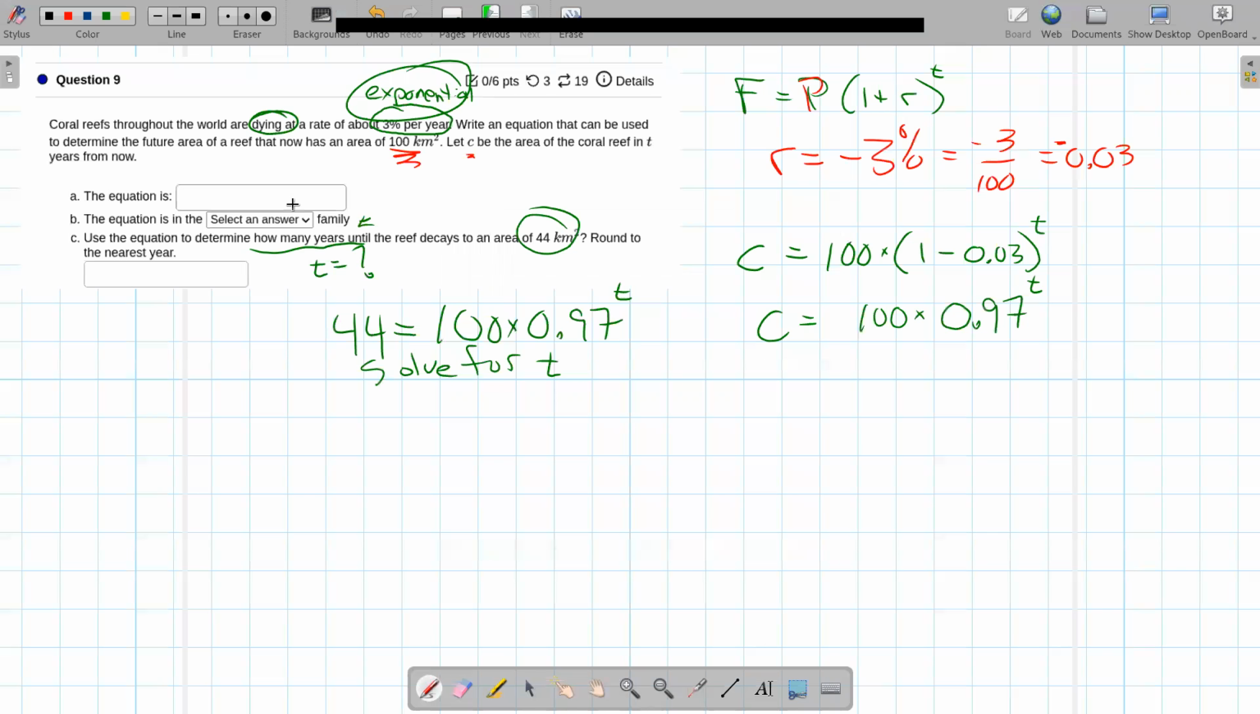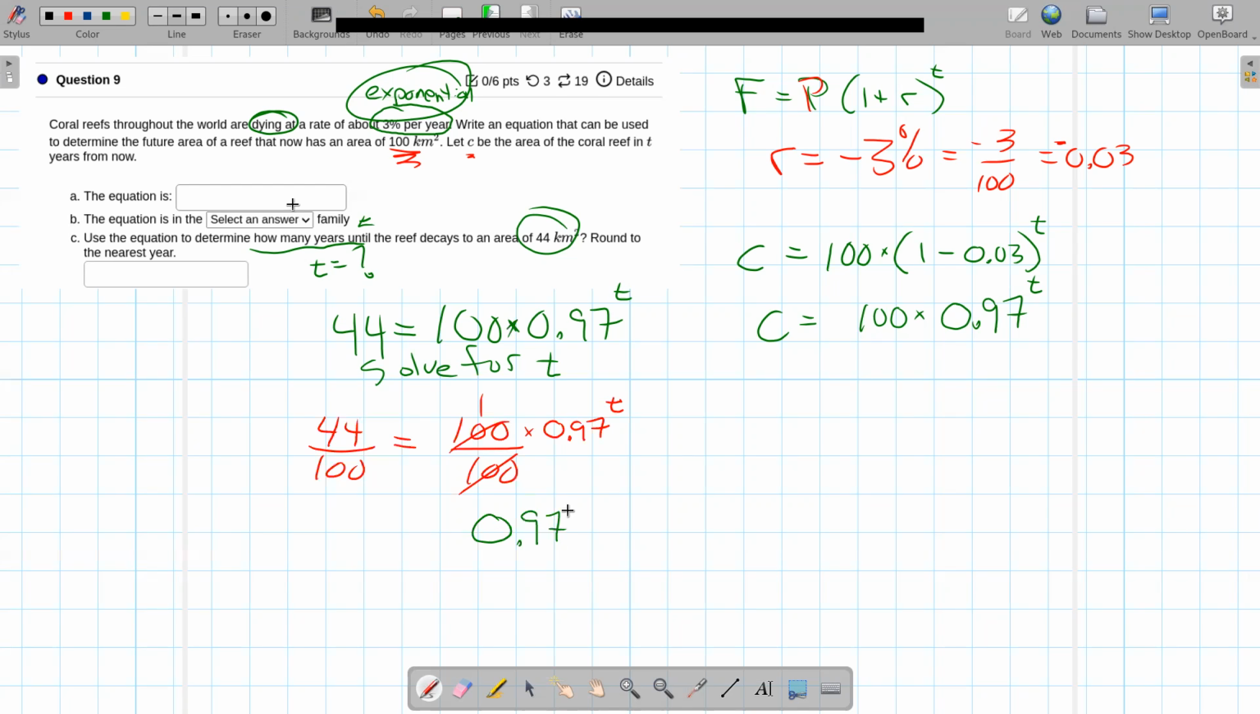Now we need to try and solve this equation. And like other exponential equations we solved, we get the thing furthest away from T. So the closest to T is its base 0.97. The furthest thing is the 100. We got to get rid of that times 100. To do that, we'll divide by 100. So we'll have 44 over 100 equals, on this side, 100 over 100 times that 0.97 to the T. A number divided by itself is 1. 1 times 0.97 to the T is just 0.97 to the T.